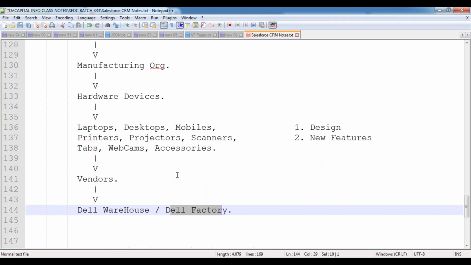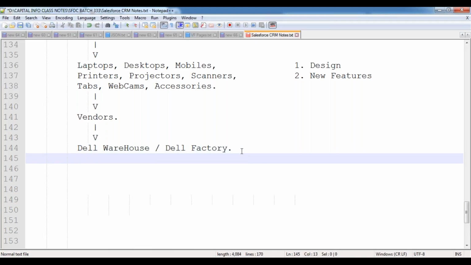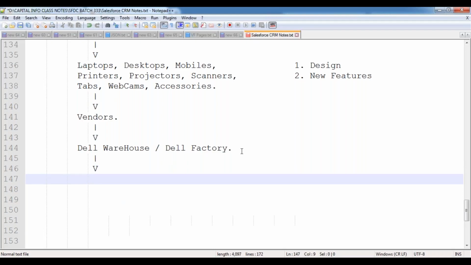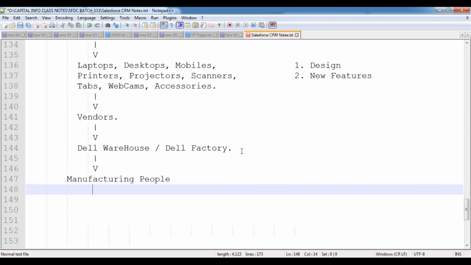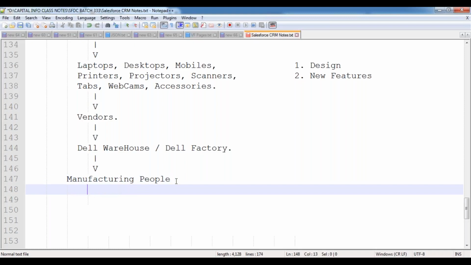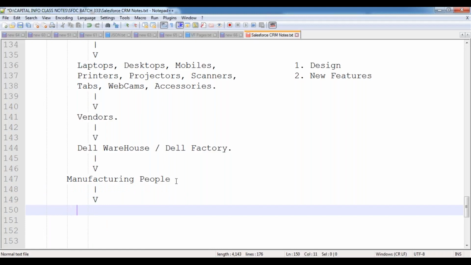So once the parts have been collected, all these parts are placed inside the Dell warehouse or Dell factory. Once the parts are available inside this Dell factory, the actual manufacturing people are available there. In the Dell warehouse or Dell factory, we have the actual manufacturing people. Now these manufacturing people collect all these parts. Once all the parts have been collected, based on these parts they assemble them and prepare the various products. Assemble the parts and prepare the products.